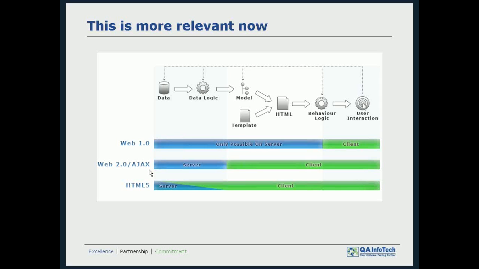When Web 2.0 and Ajax came into picture, these activities that earlier were majorly part of the server-side code of the application now became part of the client-side code of the application. For instance, handling the models, the template, generation of HTML, executing and generating the behavior logics and JavaScripts, and handling the user interaction. All of these, which were earlier part of server-side code in Web 1.0, now became the part of client-side code, which the browsers now have to execute.